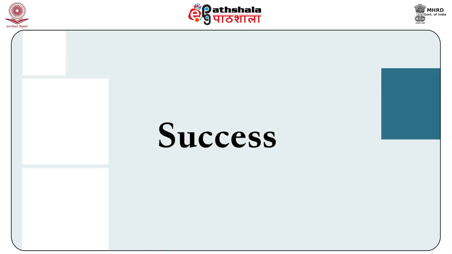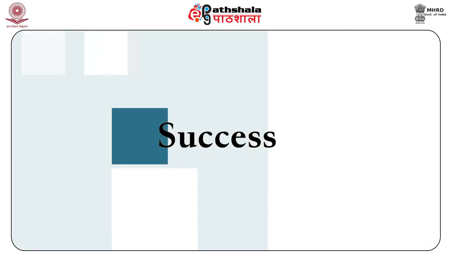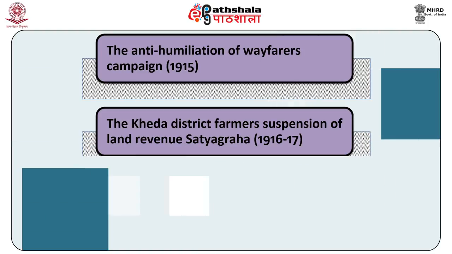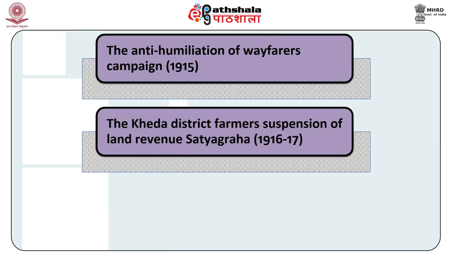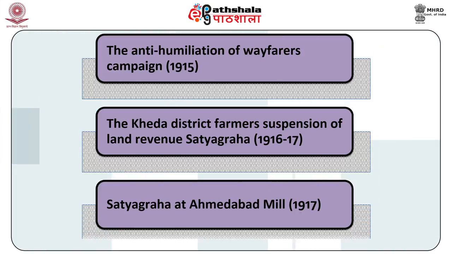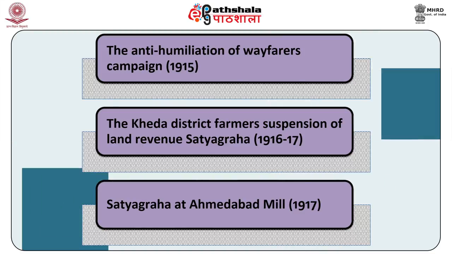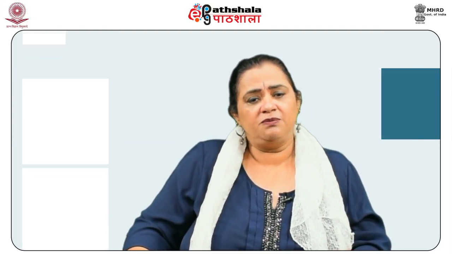Another way of achieving credibility is success. The anti-humiliation of wayfarers campaign, the Kheda district farmers' suspension of land revenue satyagraha, and the satyagraha at the Ahmedabad mill by Gandhi are pre-non-cooperation period struggles. The success of these limited struggles raised his credibility to a high level. The fact that his organization succeeded in several instances established the credentials of Gandhi. Successful efforts help in setting up credibility of the leader and the philosophy he or she is preaching.